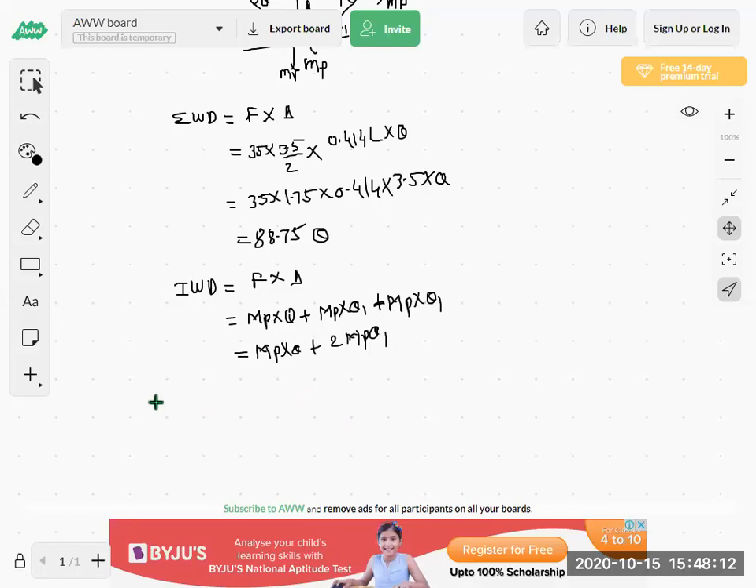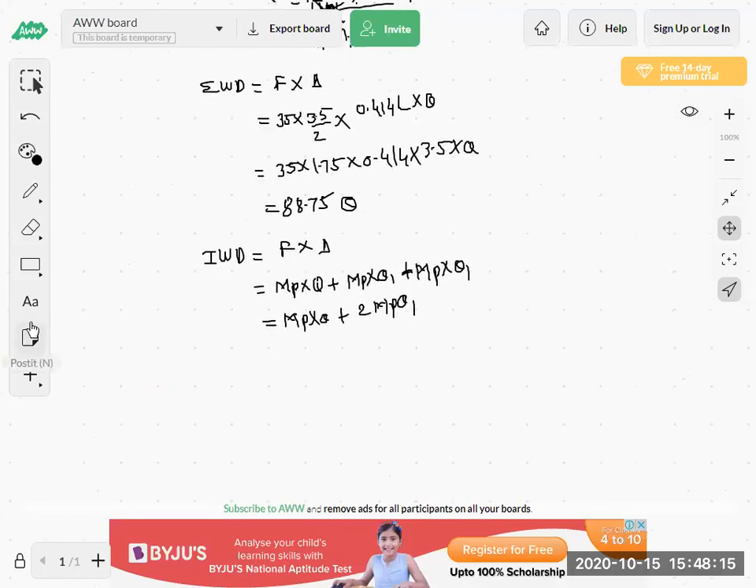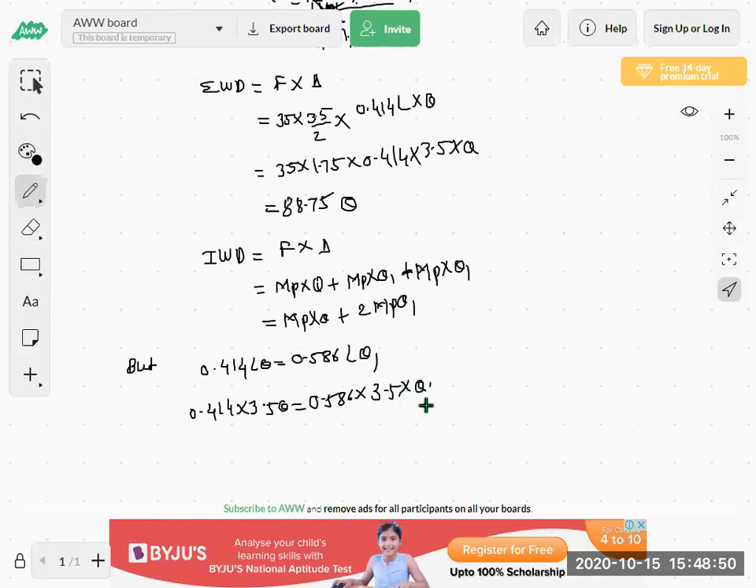Okay. Now, but here, so 0.414 L theta is equal to 0.586 L theta 1. Here 0.414 L theta is equal to 0.586 L theta 1. So 0.414 L, where L is 3.5, into theta is equal to 0.586 into L, again 3.5, into theta 1. Now calculate the value of theta 1.